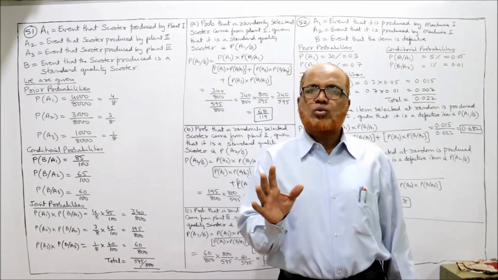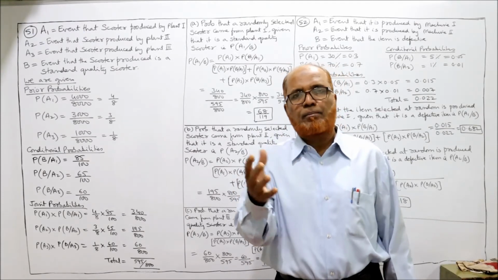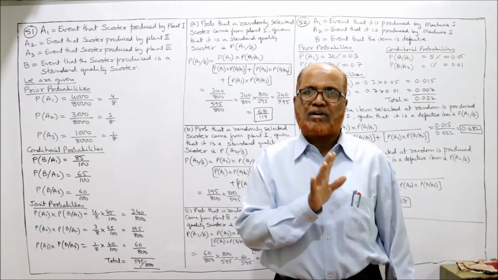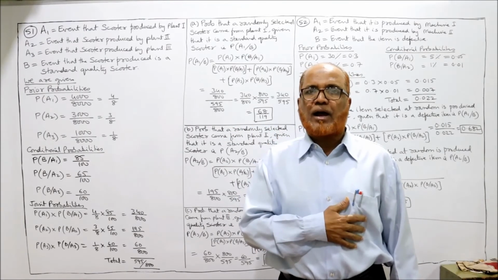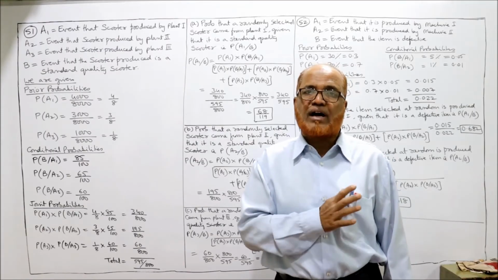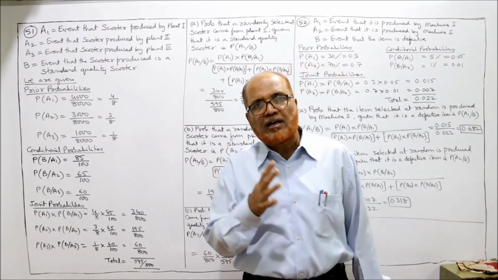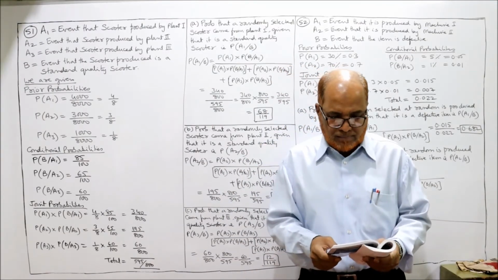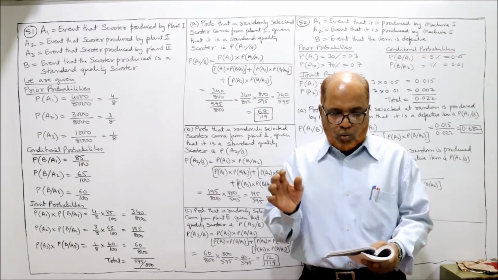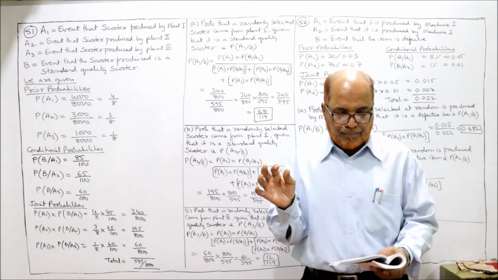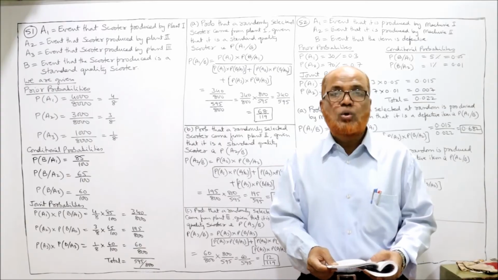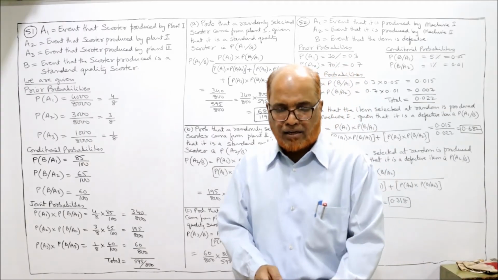The better quality scooters are there in the first plant, second plant as well as third plant. In the first plant, out of 100, 85 are better quality. In the second plant, out of 100, 65 are better quality. And in the third plant, out of 100, 60 are better quality scooters. What is the probability that the scooter selected at random came from plant 1, plant 2 or plant 3 if it is known that the scooter is of standard quality?